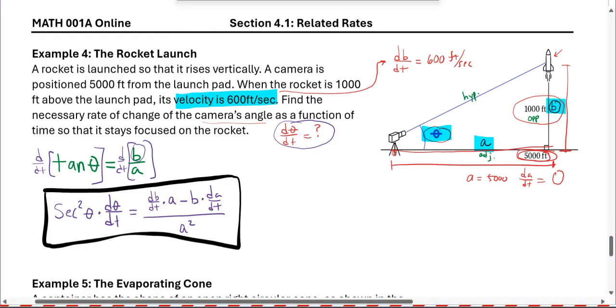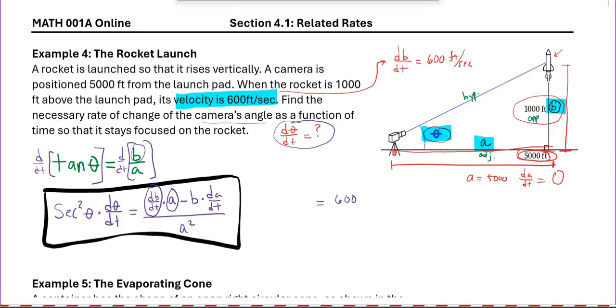So let's write it. On the right-hand side, we have dB dt, 600, times A, which is 5,000, minus B, given as 1,000, times dA dt, which is 0, over A squared, 5,000 squared. On the left-hand side, d theta dt, we still need to find theta, because we need to find secant squared of whatever theta is.